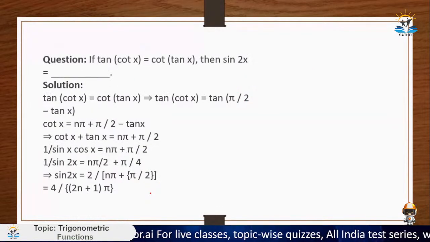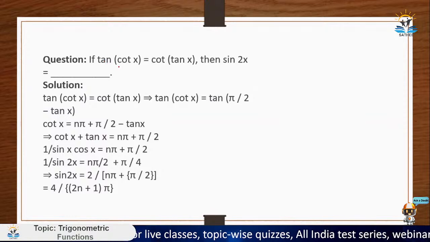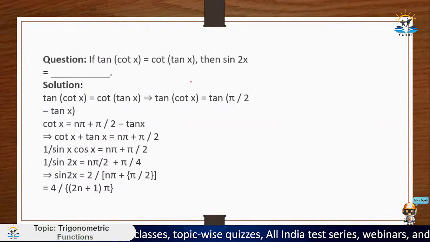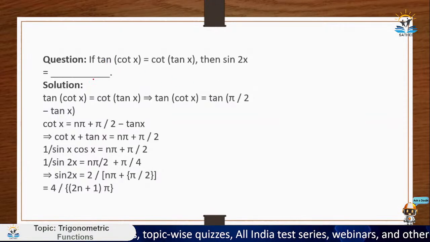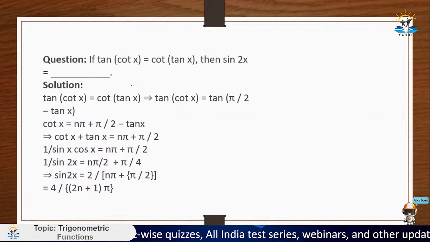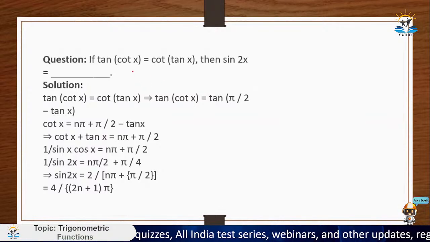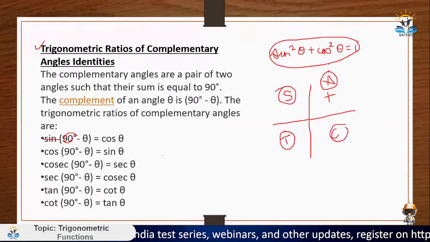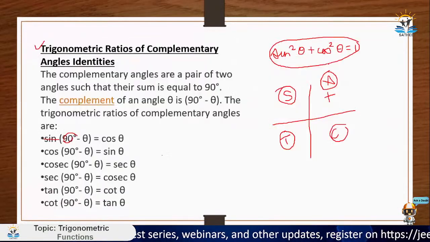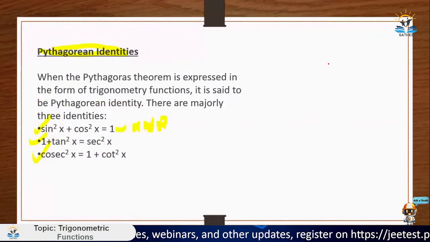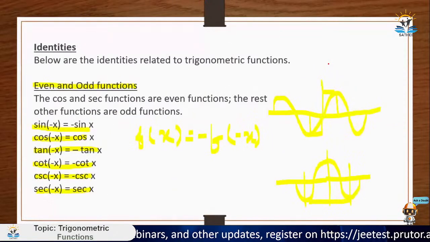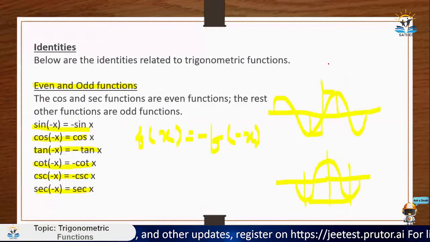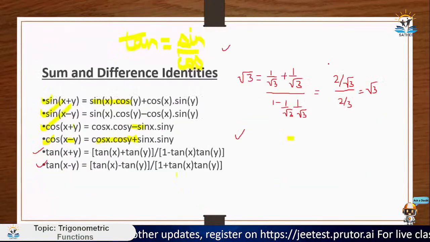Okay. So moving ahead, this is tan of cot x is equal to cot of tan x, and then sin 2x is what you have to calculate. Okay. So what you will do here? Firstly, I have shown you these formulas. Not these, this one. Okay, this is not there. So let me write it here for you.